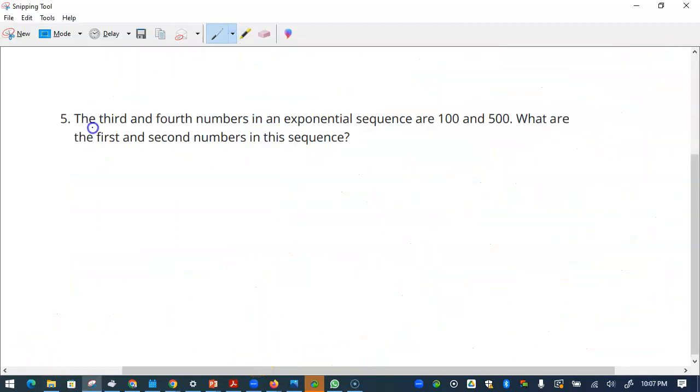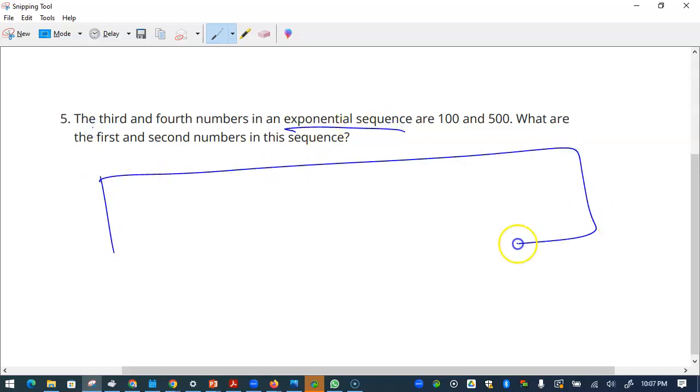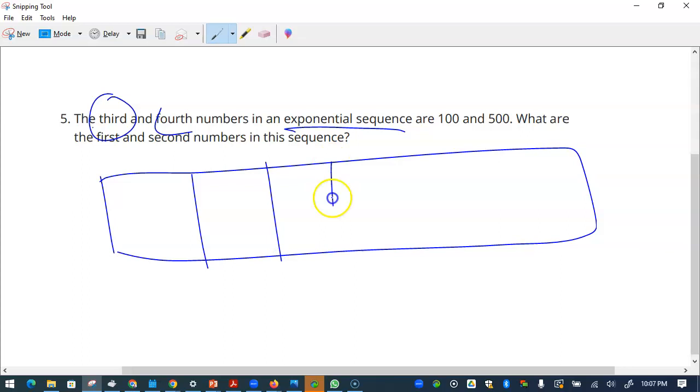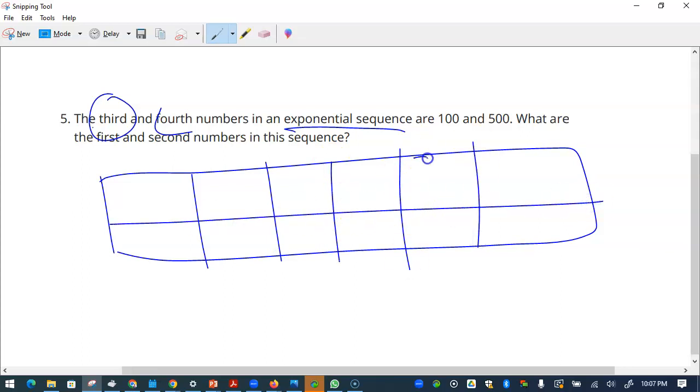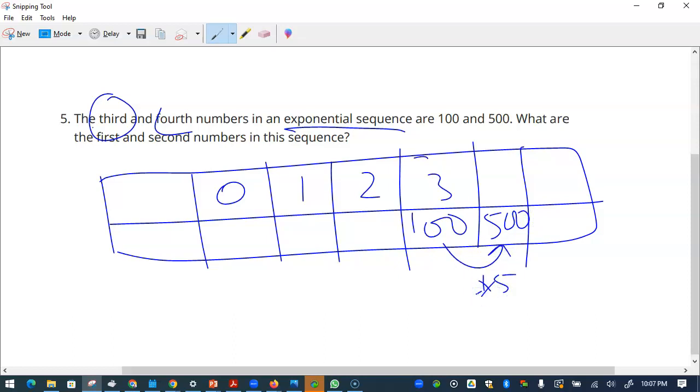Here there is an exponential sequence, so I'll have to draw. They gave you the third and the fourth terms, so it will be like 0, 1, 2, 3. The third is given as 100 and the fourth is given as 500. So how did you get 500? You multiply by 5. So the next one, the fifth number, will be 2,500. But if you want to go backward to the second, you have to divide by 5. So 100 divided by 5 will be 20.